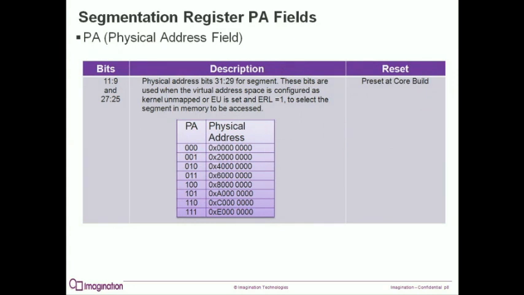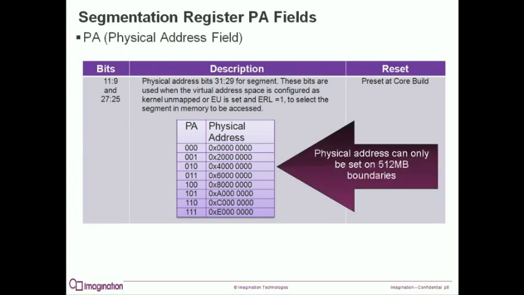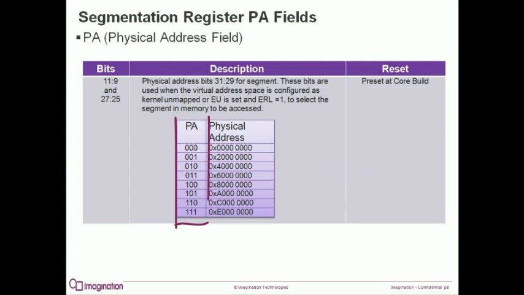When the segment is unmapped, either by access mode or error condition, it will use the PA field to select the segment of physical memory that corresponds to the virtual segment. Physical addresses can only be set on 512 megabyte boundaries, so that means only the top 3 bits of the 32-bit physical address can be set and the remaining bits will be 0. The table shows the physical addresses that correspond to the PA settings.